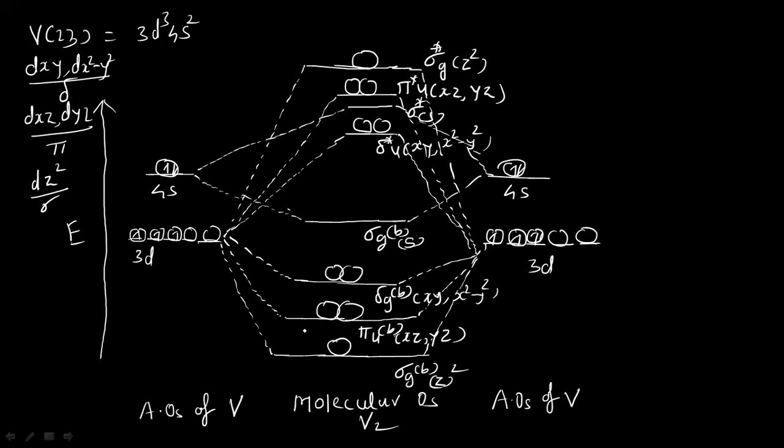Let us put the electrons. Now in this case, there are only 2 electrons in this sigma g bonding molecular orbital coming from dz square overlap. When the dz square orbital overlaps with the dz square of another vanadium atom, it gives 2 molecular orbitals, that is sigma g bonding and sigma g star antibonding molecular orbital.